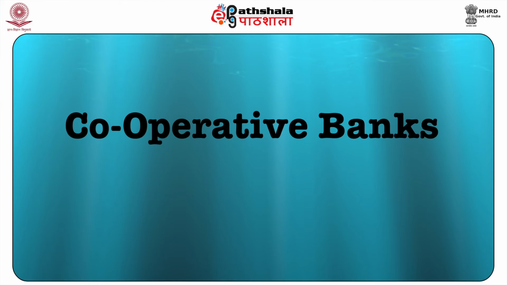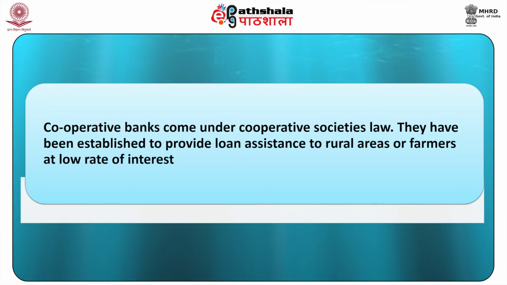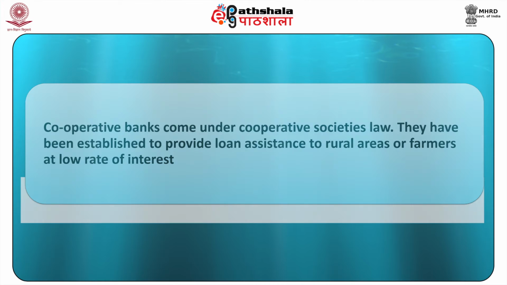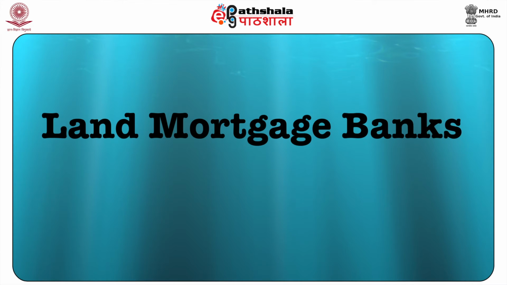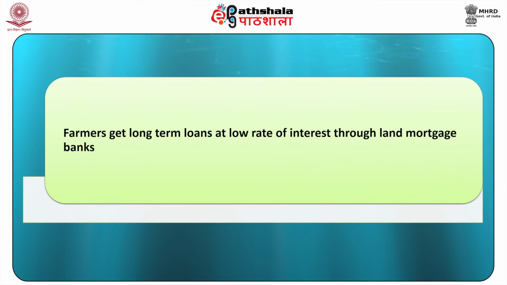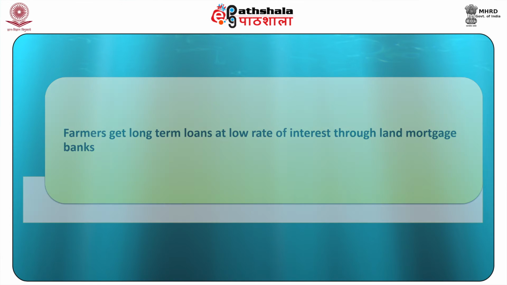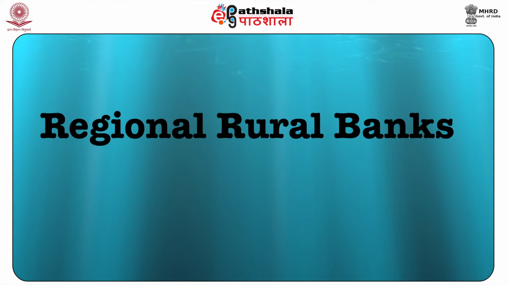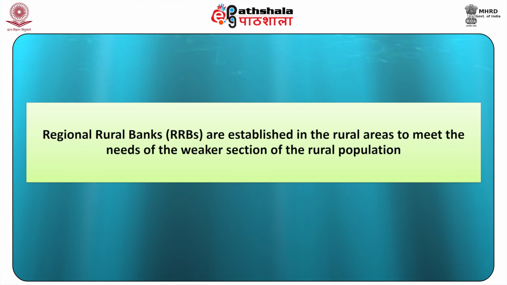C. Cooperative banks. Cooperative banks come under the Cooperative Societies Law. They have been established to provide loan assistance to rural areas or farmers at low rate of interest. D. Land mortgage banks. Farmers can get long-term loans at low rate of interest through land mortgage banks. E. Regional rural banks. Regional rural banks, in short RRBs, are established in the rural areas to meet the needs of the weaker section of the rural population.